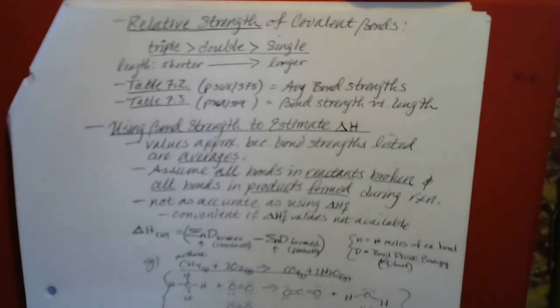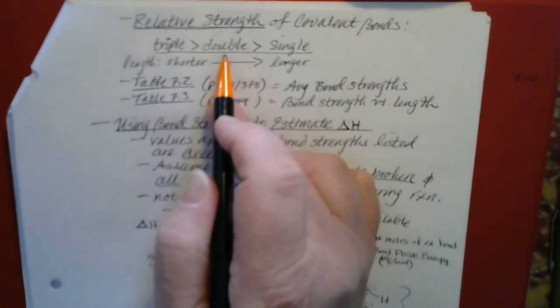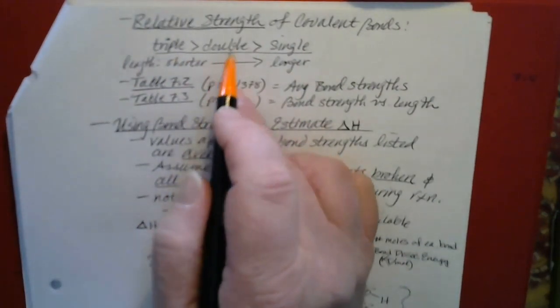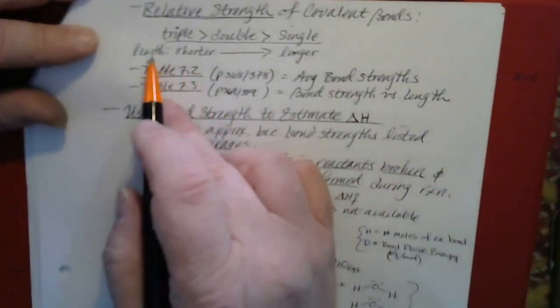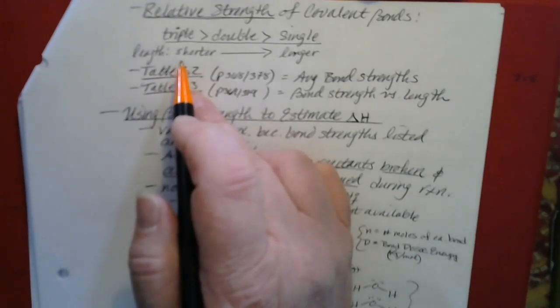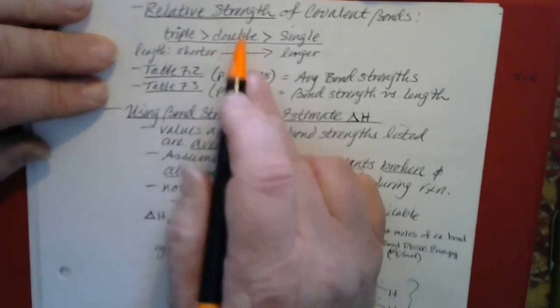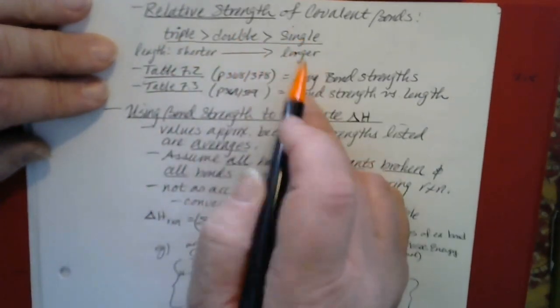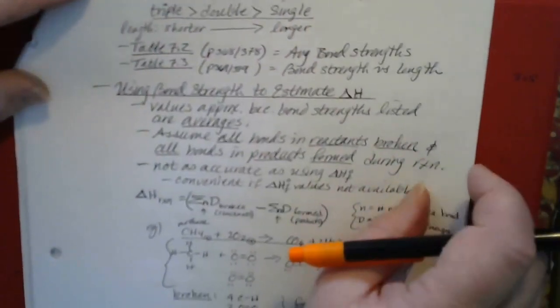Well, generally, first of all, polar covalent bonds are stronger than non-polar covalent bonds, but also triple bonds are stronger than double bonds, and double bonds are stronger than single bonds. And in terms of length, the stronger it is, the shorter it is. So triple bonds are shorter than double bonds, which are shorter than single bonds. Single bonds are the longest, triple bonds are the shortest.